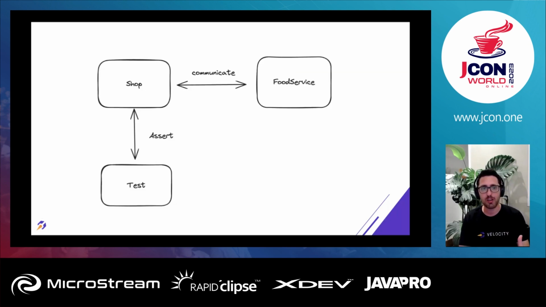So if we look at how the components are communicating, we see that the shop communicates with the food service because, well, it's a dependency and we stubbed it. But the assertion of the test is against the shop, not against the food service, which is really important in this case. When we use a stub, we don't assert against it. It's just another step in the way.